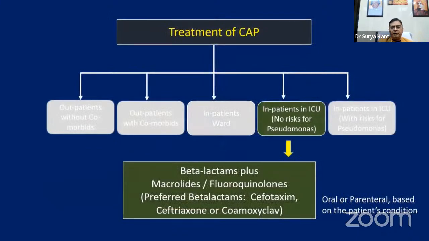A fourth situation is the patient requiring ICU hospitalization, with no risk for Pseudomonas. So you will use the beta-lactam plus macrolide or fluoroquinolone. Preferred beta-lactam can be cefotaxime, ceftriaxone, or co-amoxiclav.